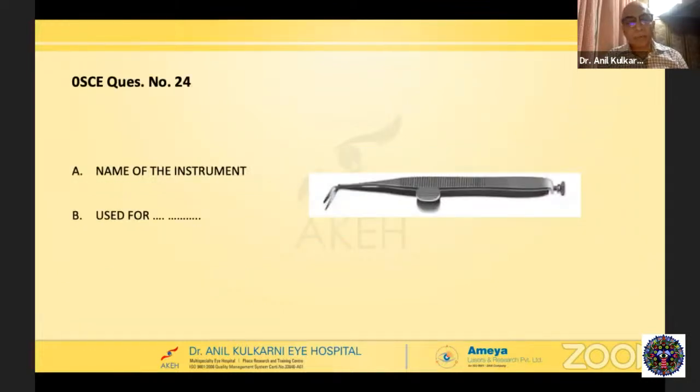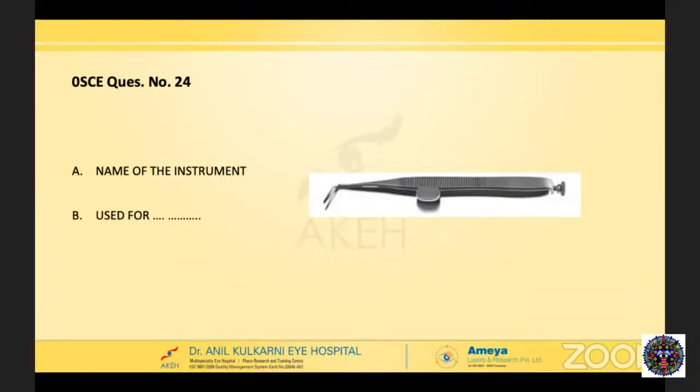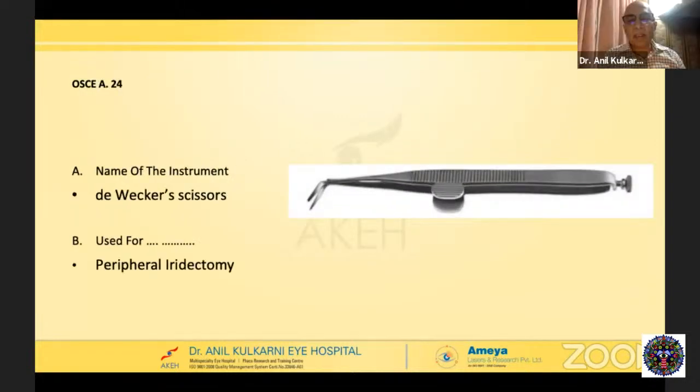Number 24. This is De Wecker scissors. If you are asked about the instrument, the D has to be small. It's a name, so you can't play with that. It is used for peripheral iridectomy, or it used to be used. Nowadays, it's not very commonly used.